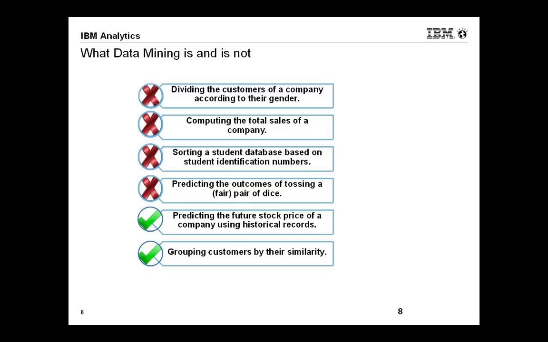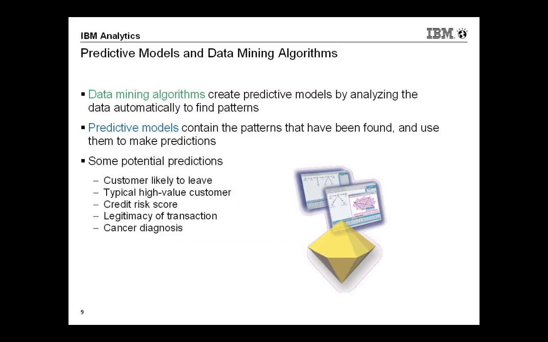So when we're looking at predictive models and data mining algorithms, they create predictive models by analyzing the data to find the patterns within it to help us extract insights. And then the models that we derive from the algorithms contain the parameters that we've identified, and then we use them to make predictions about future cases. Some of the cases are which customers are likely to churn, which customers are more high value, what's going to be the credit risk score, is a tumor likely to be malignant or benign.